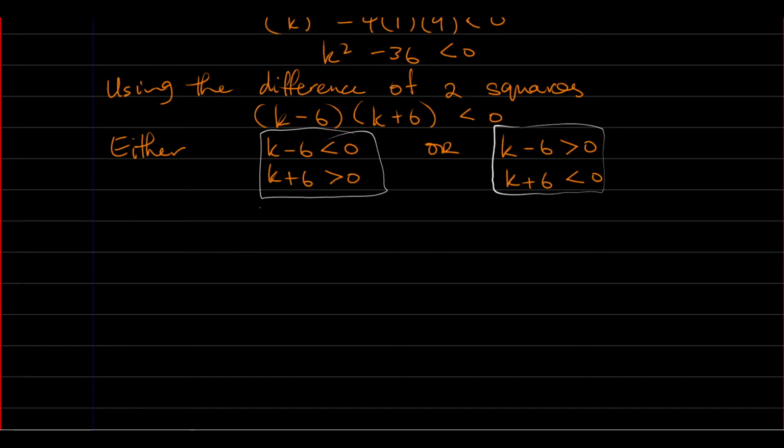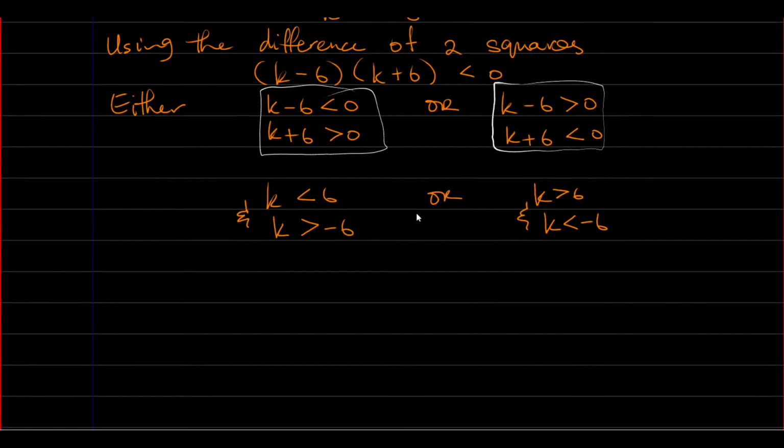And from that, we can get that k is less than 6 or k is greater than negative 6, right? So that's the first one. Or we can get k is greater than 6 and k is less than minus 6, right? So from there, we just simply draw a simple shape quadratic.